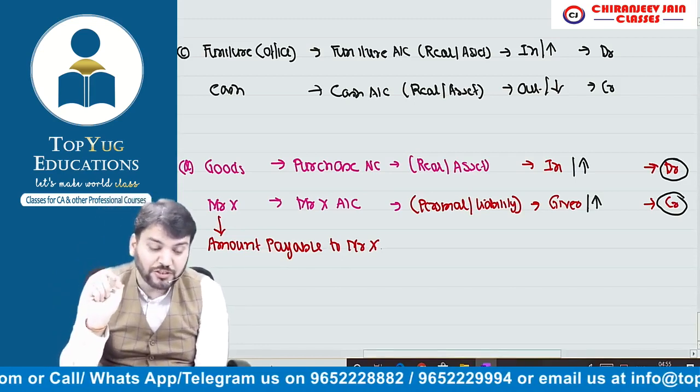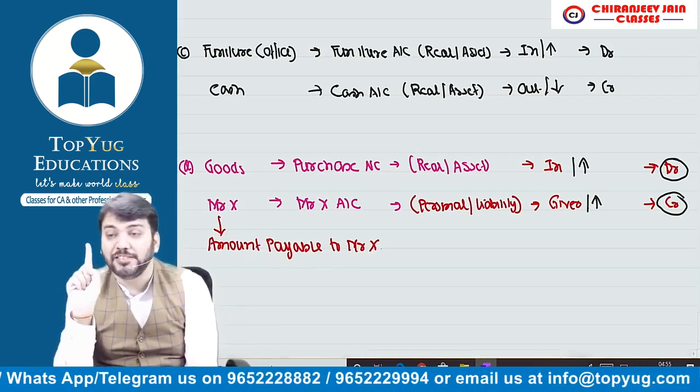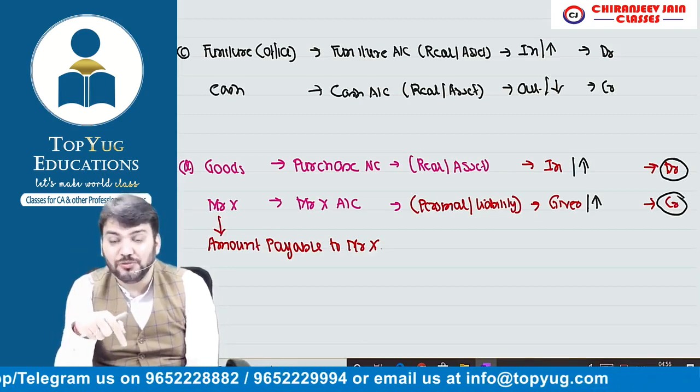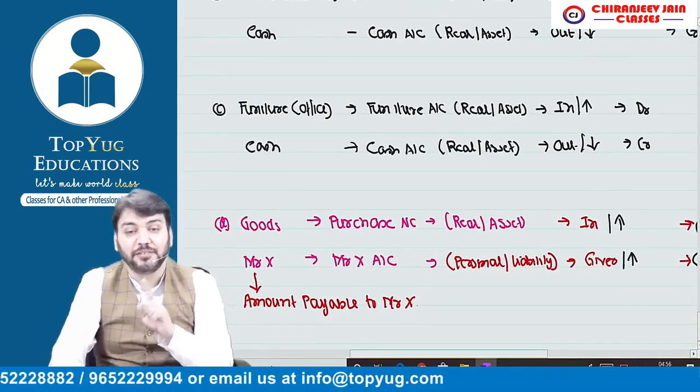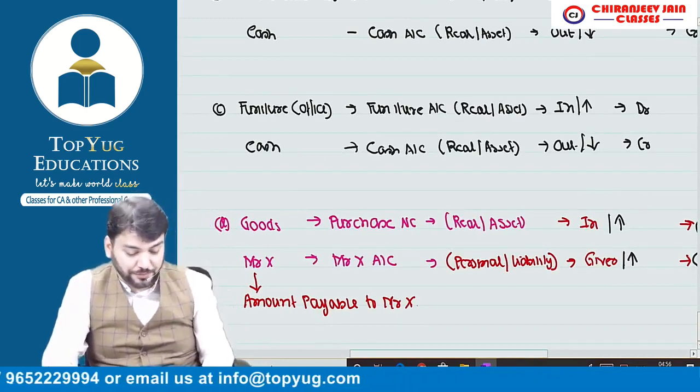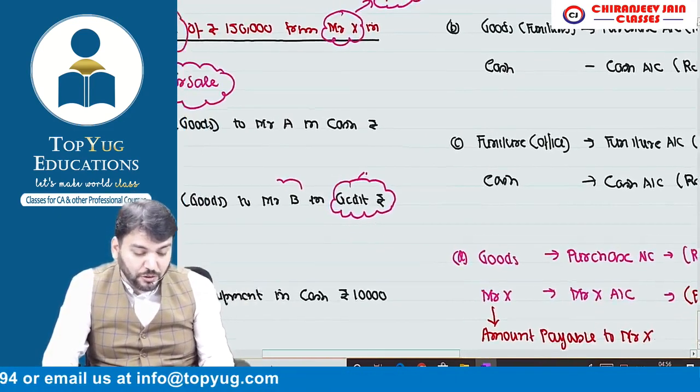Are you able to understand the explanation from both modern rules and golden rules? Please concentrate on that also. I don't want only journal entries; I want the explanation also. Are you able to understand the explanation part? Yes or no? Yes. So point number D is also done.